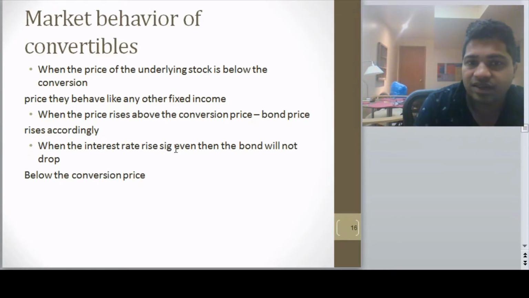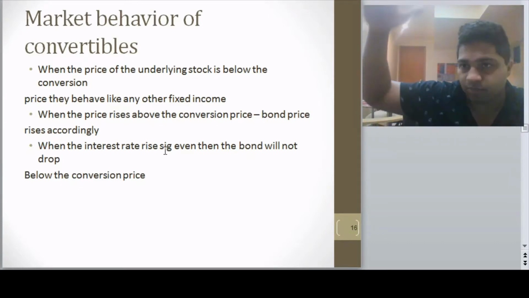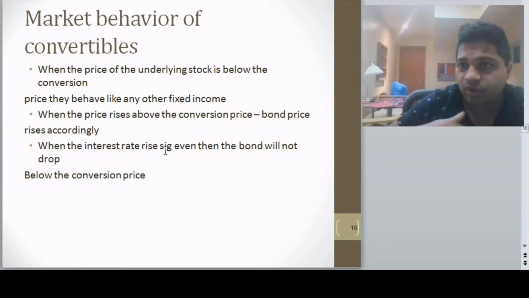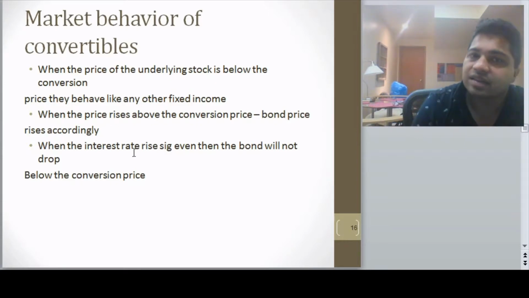When interest rates rise significantly, they have a precaution. They have a certain limit. So how does it work? When interest rates go up, bond prices fall. But in this case, the bond prices do not fall below the conversion price. So there is a protection set in. Even when interest rates rise significantly, the bond will not drop below the conversion price.